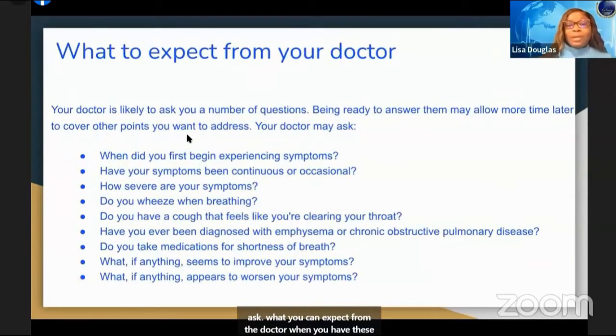What can you expect from the doctor when you have these symptoms and you want to see one? Your doctor is likely to ask you a number of questions. Being ready to answer them may allow more time later to cover other points you want to address.